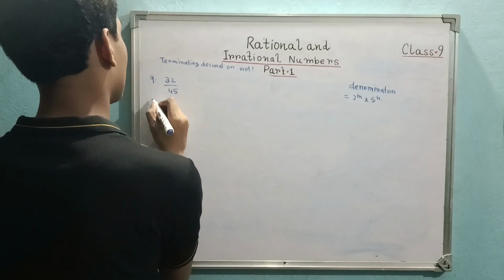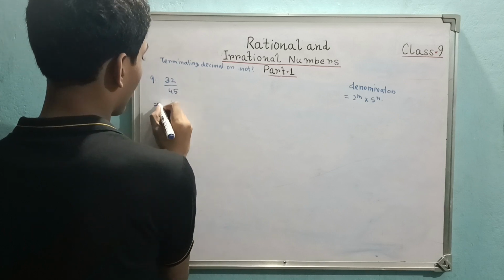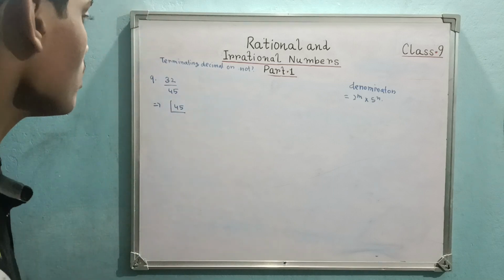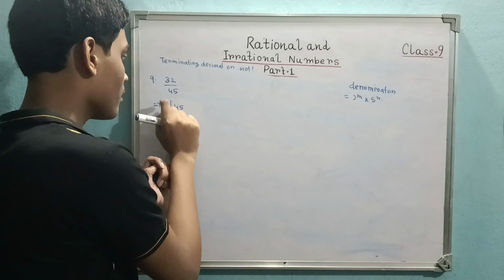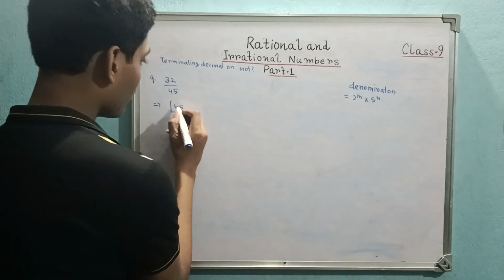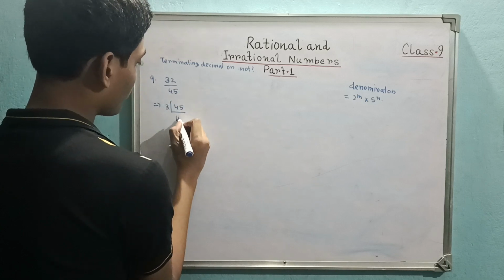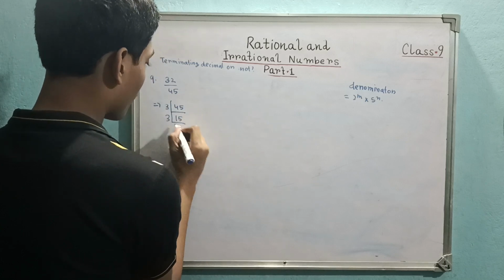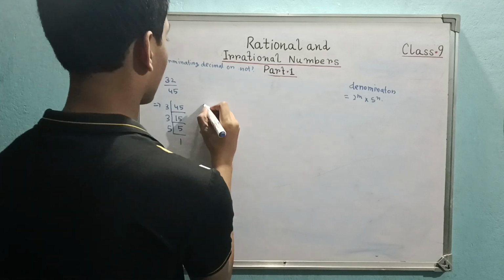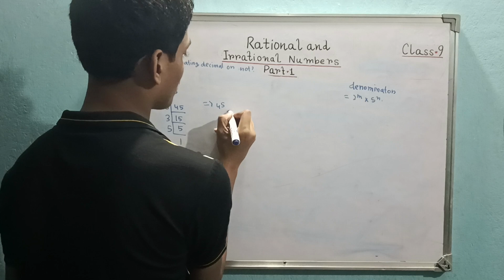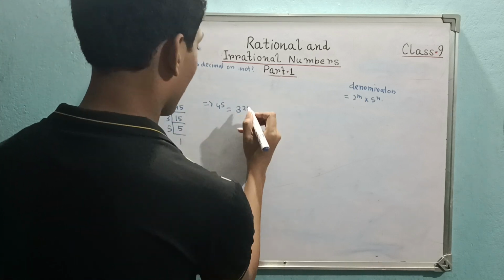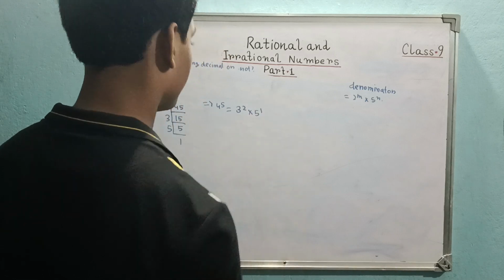Now let's take 45. First, we can't divide the number at first. We know for factorization, the smallest number has to be divided at the beginning. So it is divisible by 3. 45 divided by 3 is 15. 15 is also divisible by 3, giving 5. 5 divided by 5 is 1. So what is 45 then? 45 equals 3 to the power 2 into 5 to the power 1.